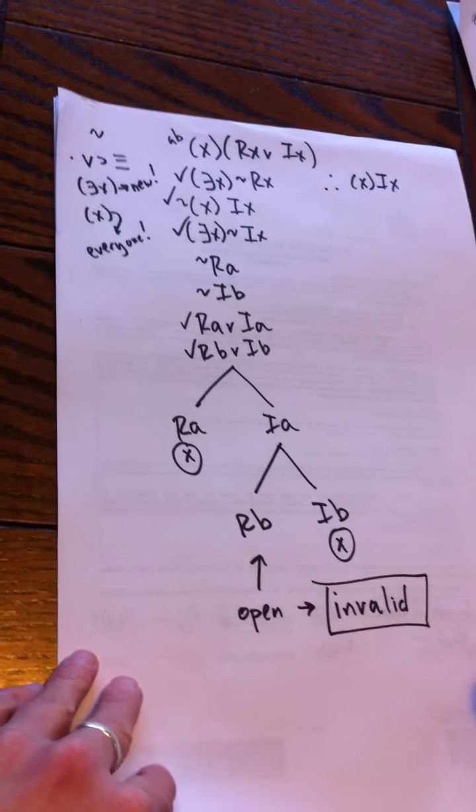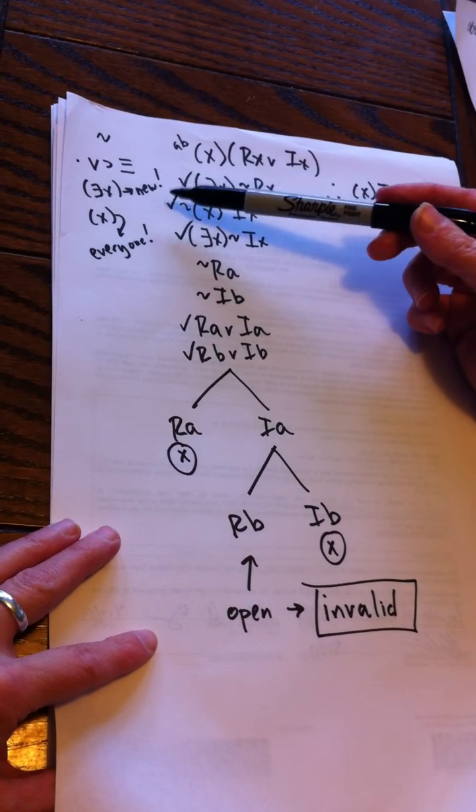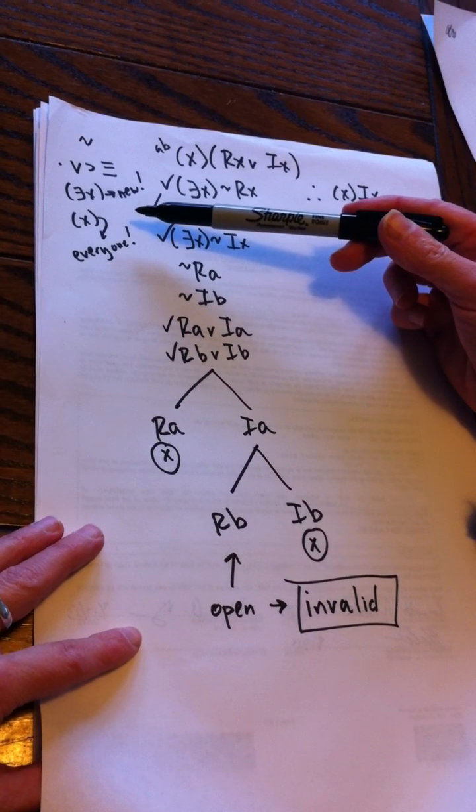All right, so there's that proof. Now I'm going to show you that same proof where I don't do the existential first and instead I do the universal first.